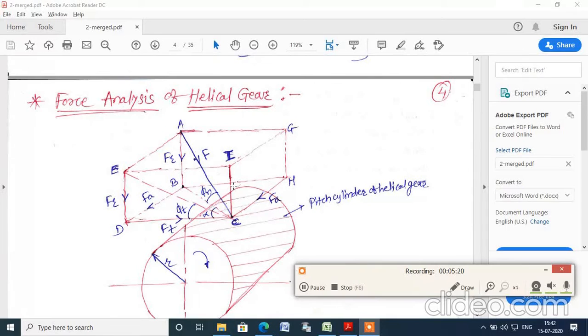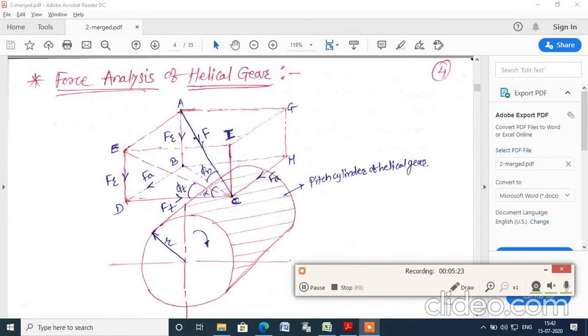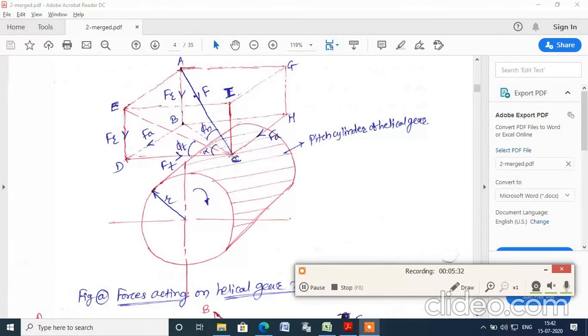Now we have to see the force analysis of the helical gear. Again I have drawn the pitch cylinder of the helical gear, which is having radius r. So there is a point on the pitch cylinder of the helical gear where you can find a lot of forces acting. So let us say now a block EDCI and block IGHC. So another one is AEIG.